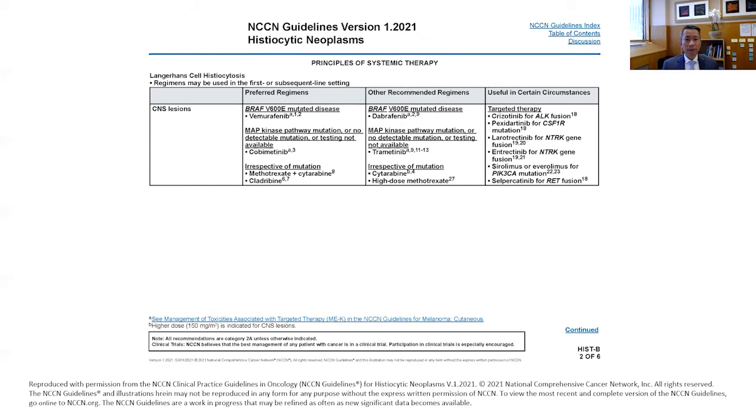For CNS lesions, based on studies by Dr. Diamond and others, vemurafenib and cobimetinib typically will work in central nervous system lesions. In other words, the drug will penetrate the blood-brain barrier. And if chemotherapy is going to be used, certainly the recommendation is to use drugs that we know penetrate the blood-brain barrier, such as high-dose methotrexate, cytarabine, or cladribine. Next slide, please.